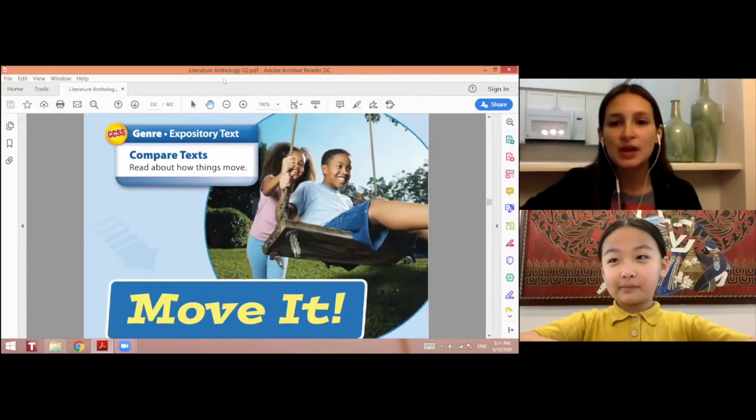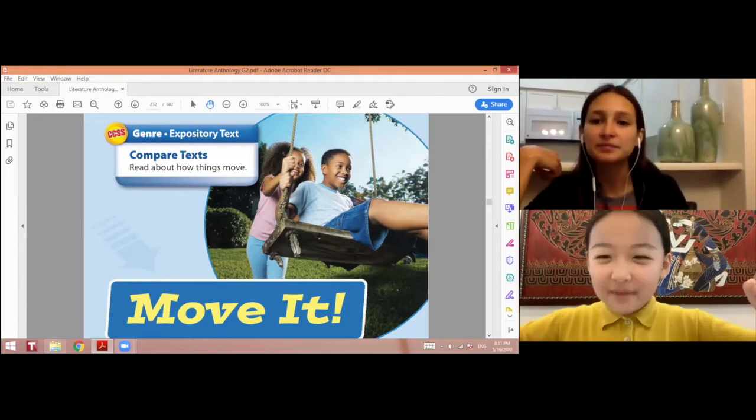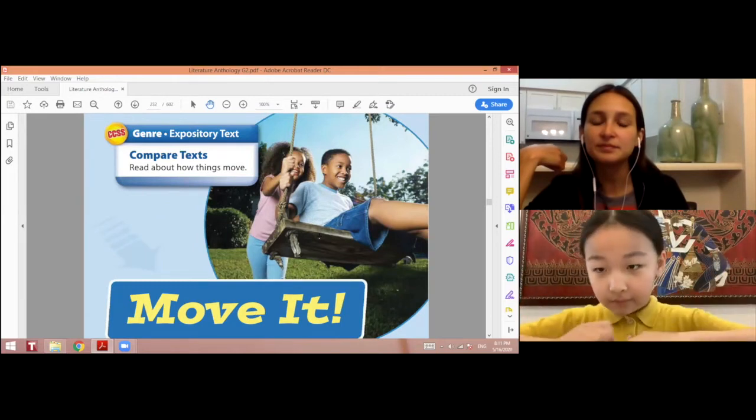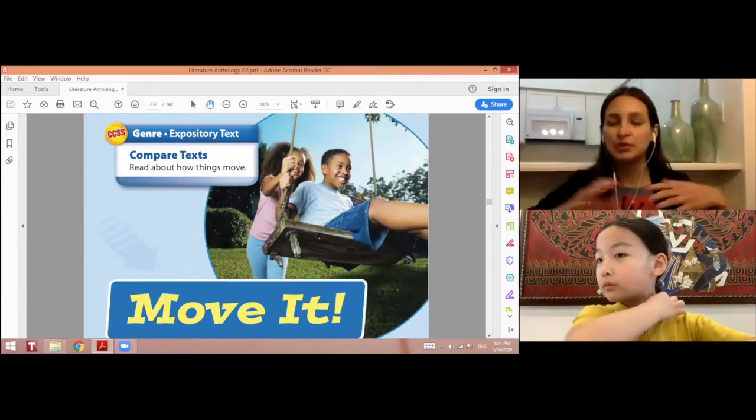Better than ever. So here, this is the playground, and what are they doing that involves pushing and pulling? Yeah, this is my favorite swing. Swinging. Can you think of another activity that requires push or pull?